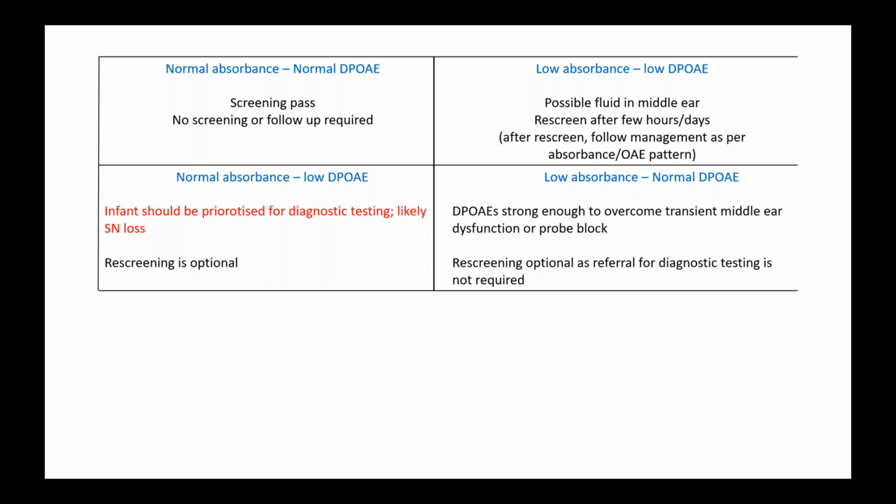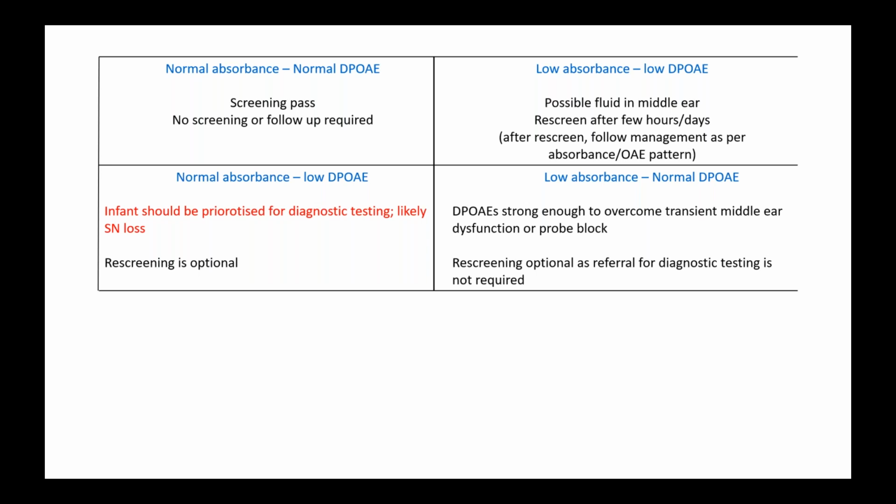For example, if you do OAE as well as absorbance, and the infant passes both tests, then you can consider that the screening is passed, so you don't have to do any follow-up. But if an infant has both reduced absorbance and reduced OAE, then the possibility is that it is because of fluid. So you can review them again either the next day or after a couple of days. Usually infants, when you test them on day 1, tend to have both low OAE and low absorbance. When you test them a couple of days later, as their middle ear effusion improves, their absorbance and then the OAE improves. So that's a reason for a review within a couple of days.